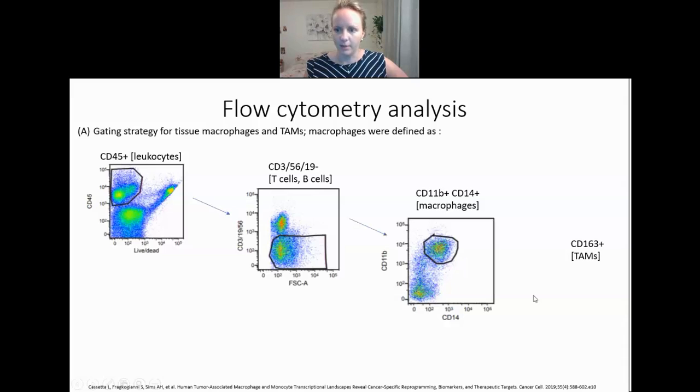And then finally, they didn't have an image for this. It would have looked similar to this graph. Of these macrophages, they sorted for the CD163 positive. They used CD163 as their marker for their tumor-associated macrophages in this study.